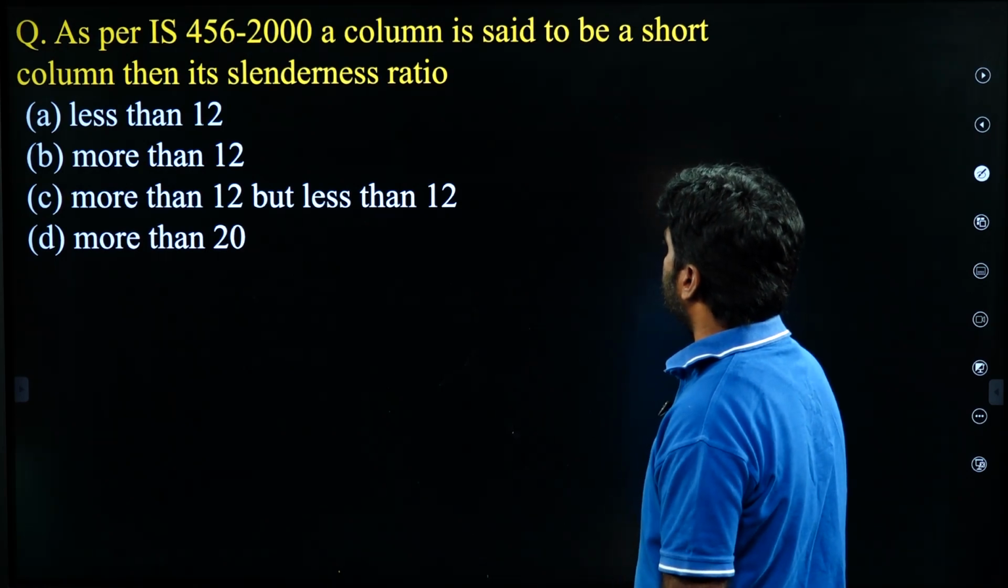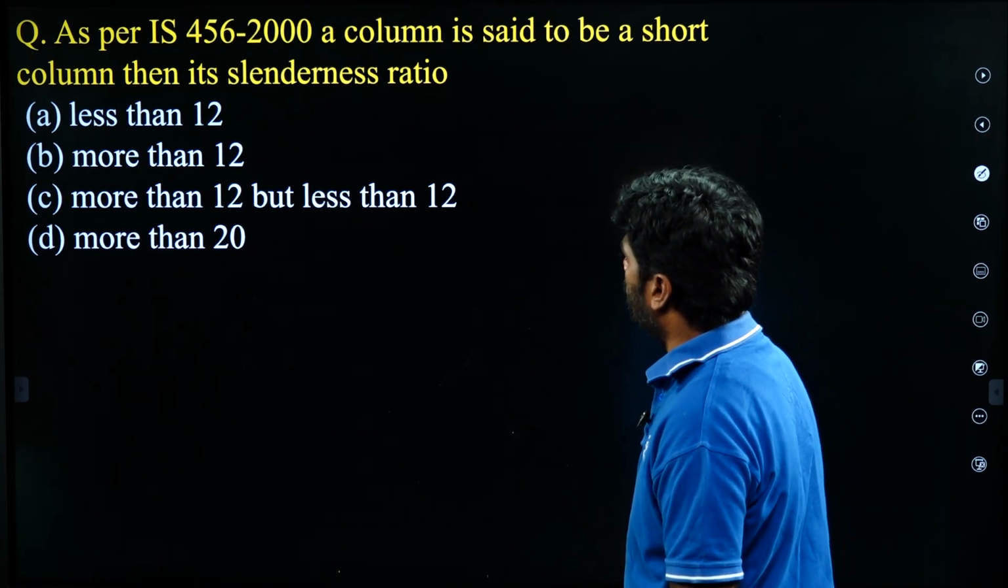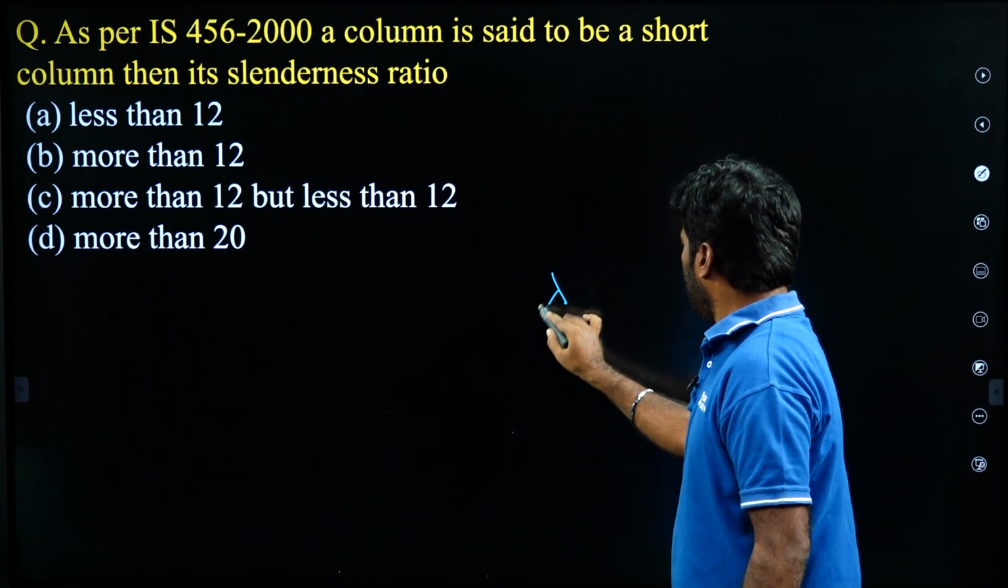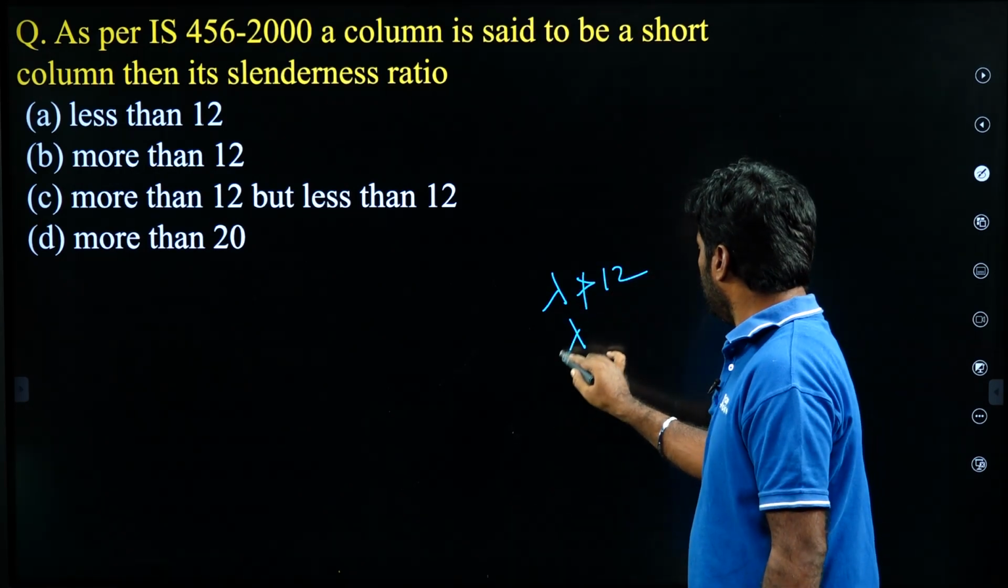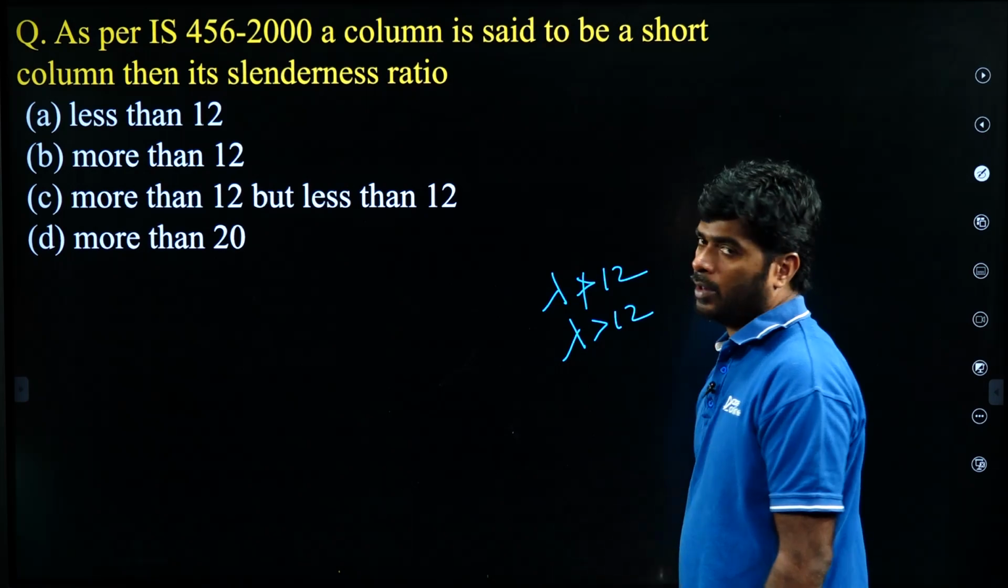Next question. As per IS 456-2000, a column is said to be a short column. My dear, if lambda is not greater than 12, short column. If lambda is greater than 12, then it is a long column.